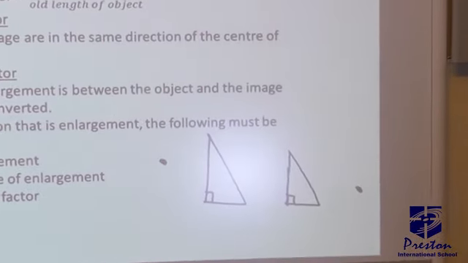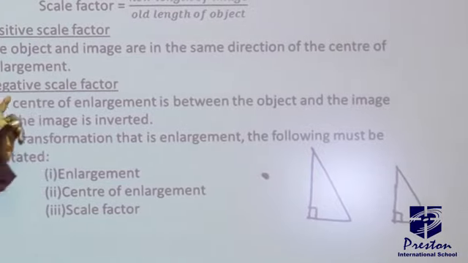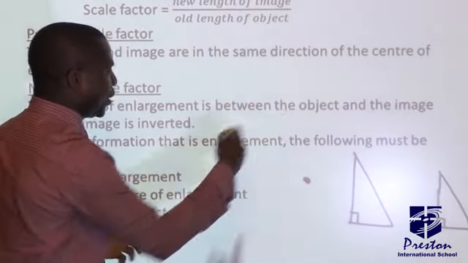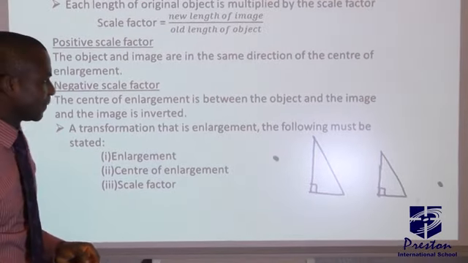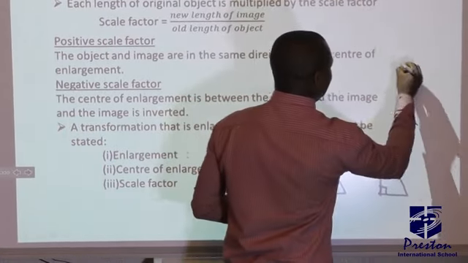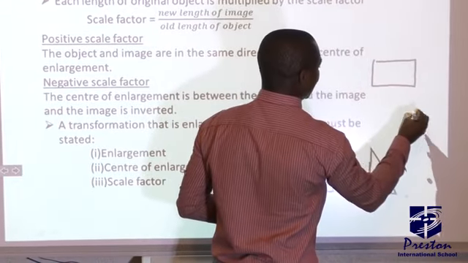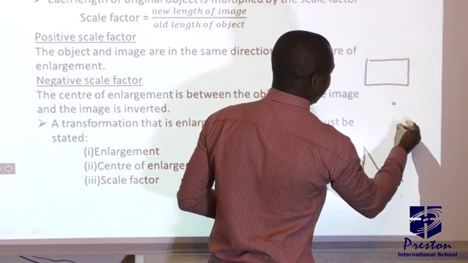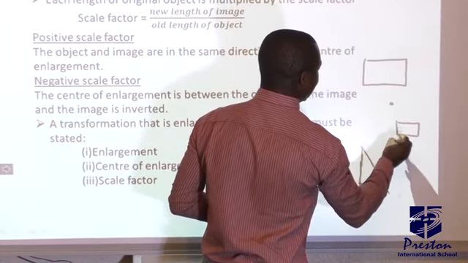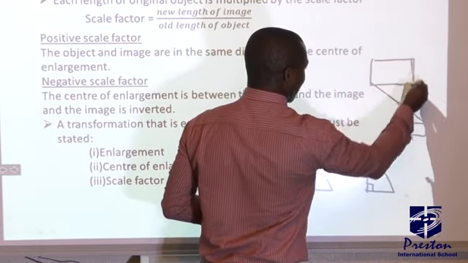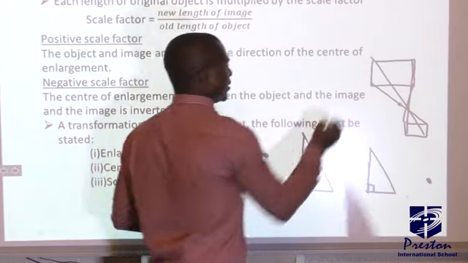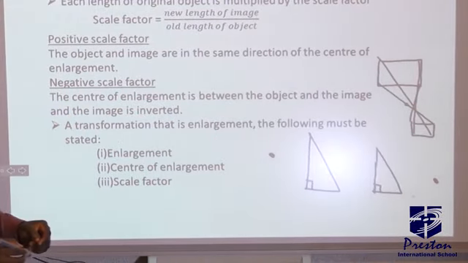Now, when the scale factor is negative, the center of enlargement is always in between the object and the image, whereby the image will be inverted. We can have something like this. Then we have maybe something like this. So the image will be inverted. Just have a cross like that. So you have something like that.